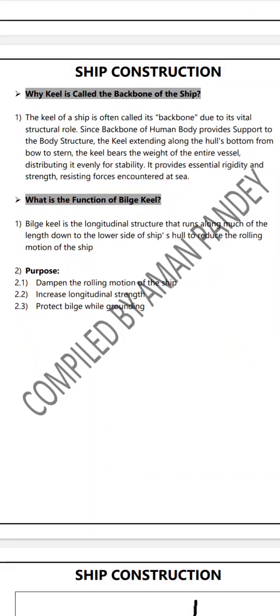The keel carries the maximum weight of the ship and requires essential rigidity and strength. It supports the body structure, and the keel extends along the hull from bow to stern.